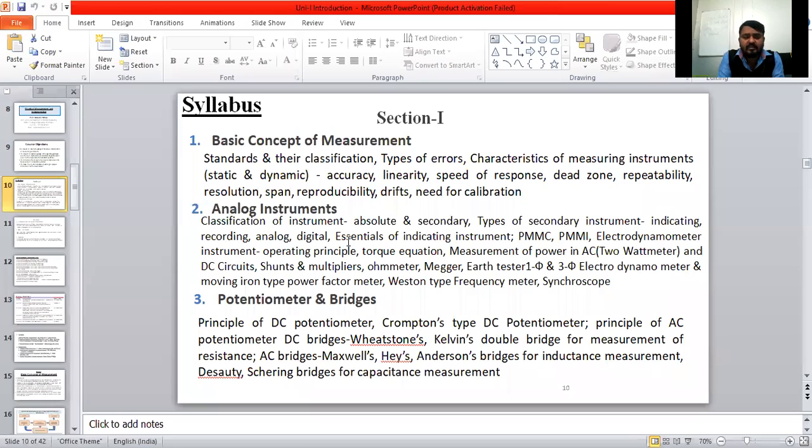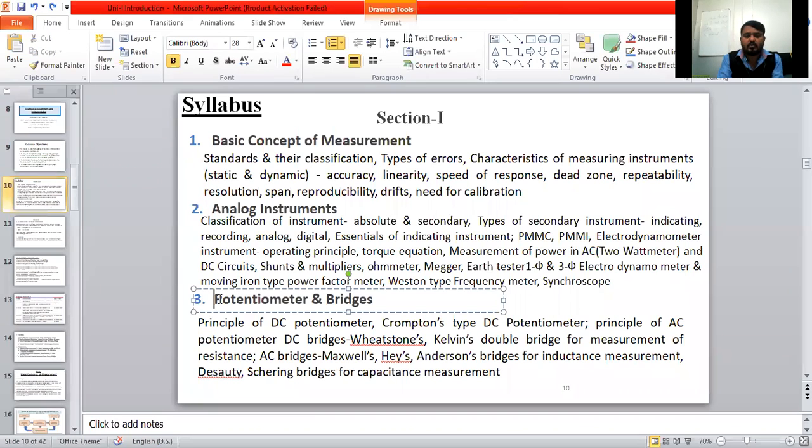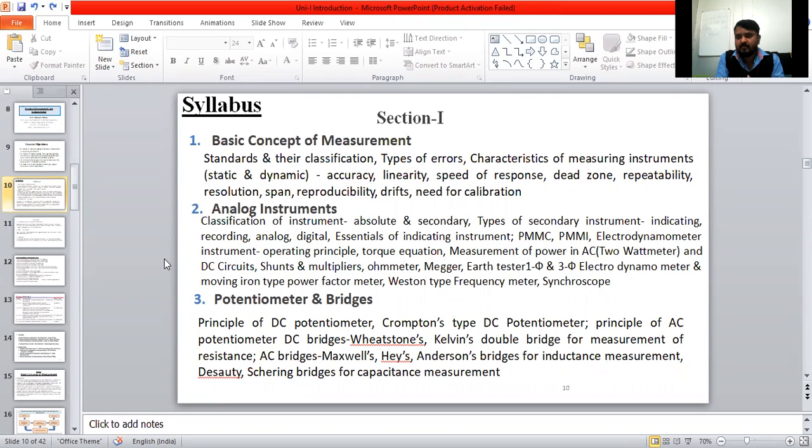Section 1 has 3 units, and section 2 has 3 units. Total how many units are there? 6 units. Okay. We'll start with section 1. The first unit is the basic concept of measurement. We'll discuss what measurement means, what the basic block diagram for measurement is, and what the standards are and how we have classified those standards.